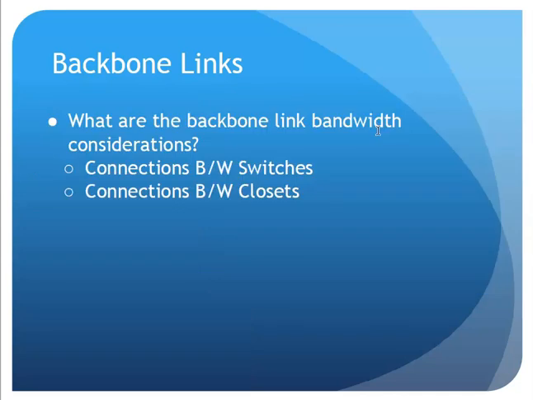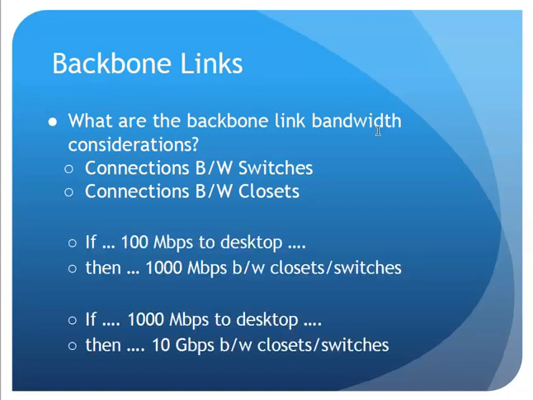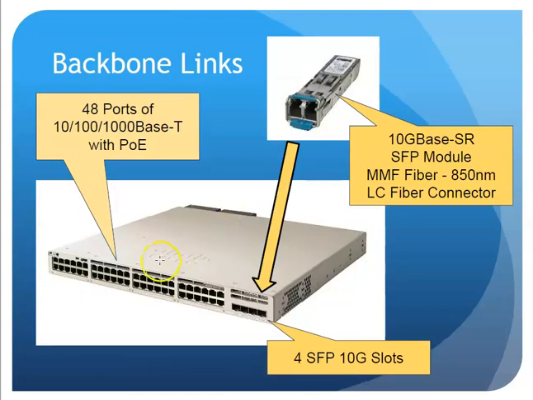When I'm dealing with my backbone links between closets or between switches, what are some bandwidth considerations? Hopefully you remember this from when we talked about switches in 120. If I have switch ports connecting desktops at 100 meg, the uplink port between my switches should be at least a gig. If I'm running gig to the desktop, then the uplink between the switches should be at least 10 gig. And we're getting at this concept here.